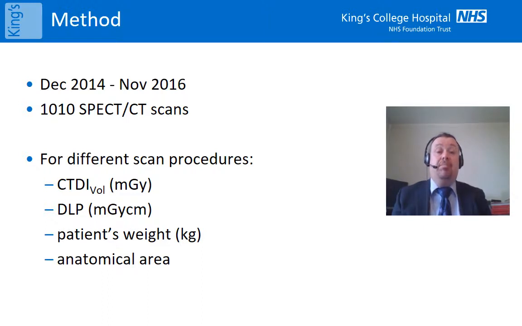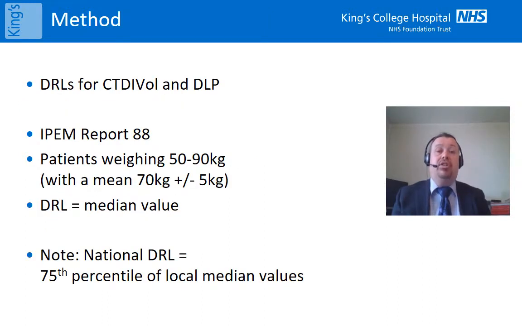For each of the different scan procedures, the CTDI and DLP were recorded, as well as the patient's weight and the anatomical area covered by the CT scan volume. Studies were then categorized according to the scan procedure and the anatomical location. For each of these categories, DRLs were calculated using the methodology described in IPEM Report 88. Only patients weighing 70 kilos plus or minus 20 kilos were included, and the mean of these patients had to be within 70 kilos plus or minus 5 kilos.